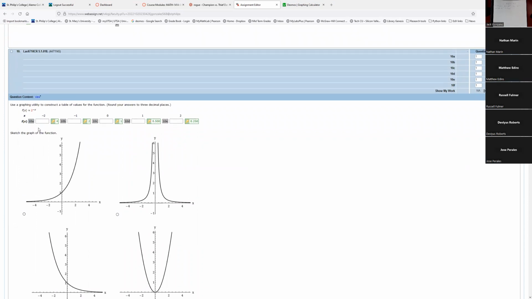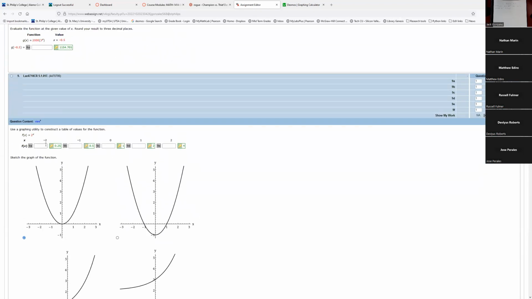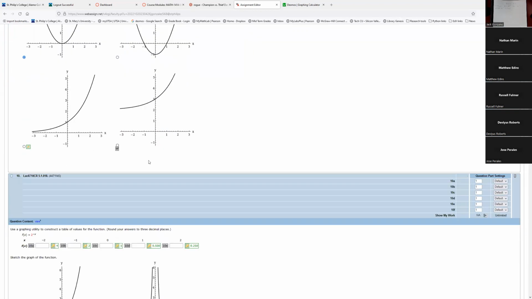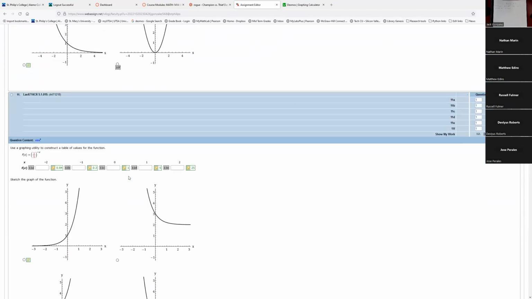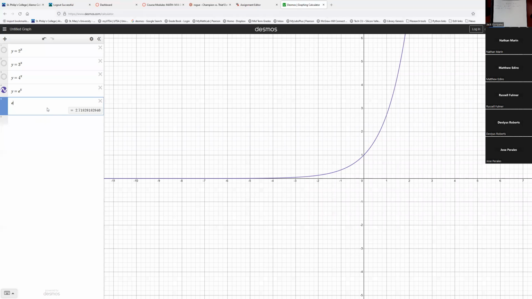So there's not much to do here, just plug in different numbers. Given this function, same thing for this one, just plug in the values and find out the outputs. There's not much to really do here, honestly. But I do want you to see something here though, the fractional power. What happens when you graph that type?